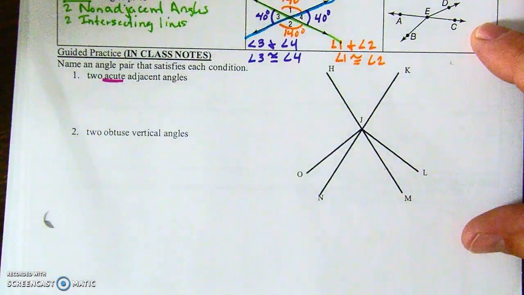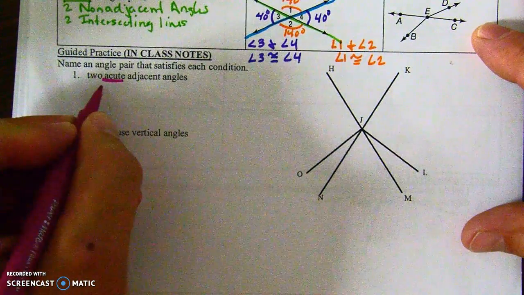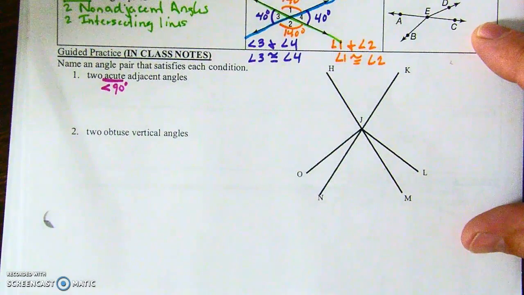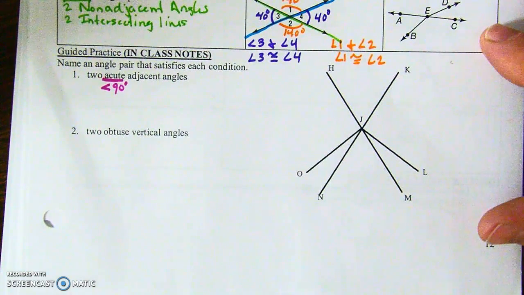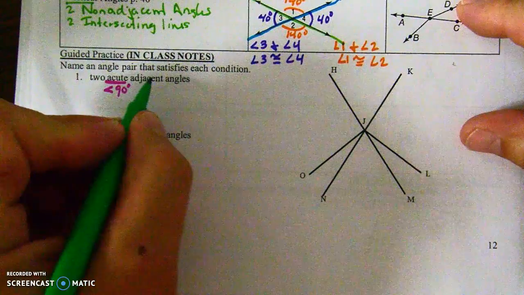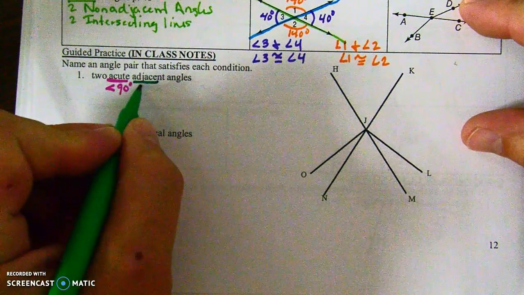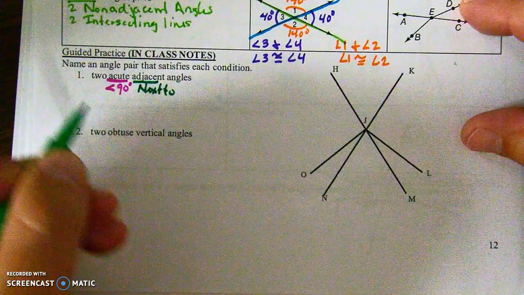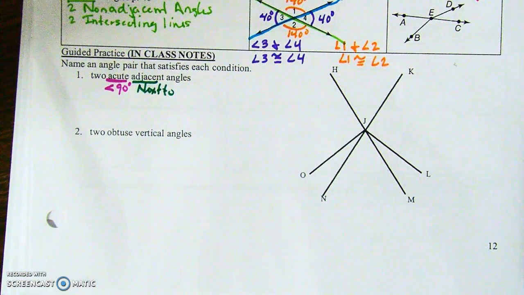Acute means that it's what? Less than 90 degrees, right? Okay, then the other word that we need to make sure we understand is adjacent. That means they have to be next to each other. So we've got to find two acute angles that are next to each other, and that they're acute, meaning they're less than 90 degrees.